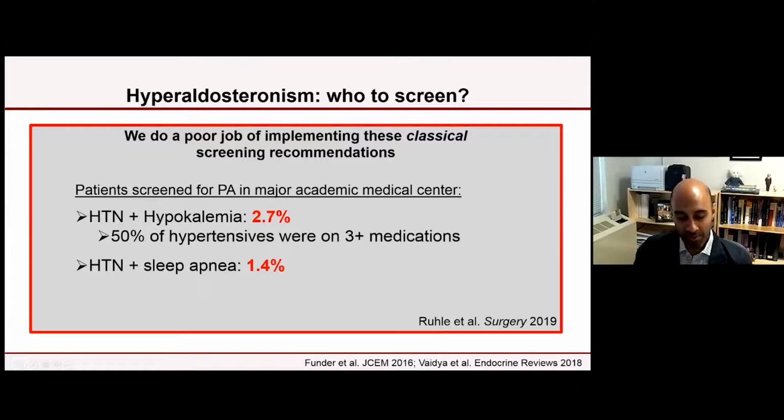So if there's one takeaway point in this section, it is that if you have patients with hypertension, be much more liberal about screening for primary aldosteronism with a renin and aldosterone at minimum in anybody with any form of hypokalemia, anyone with 3-drug hypertension. It should be automatic.